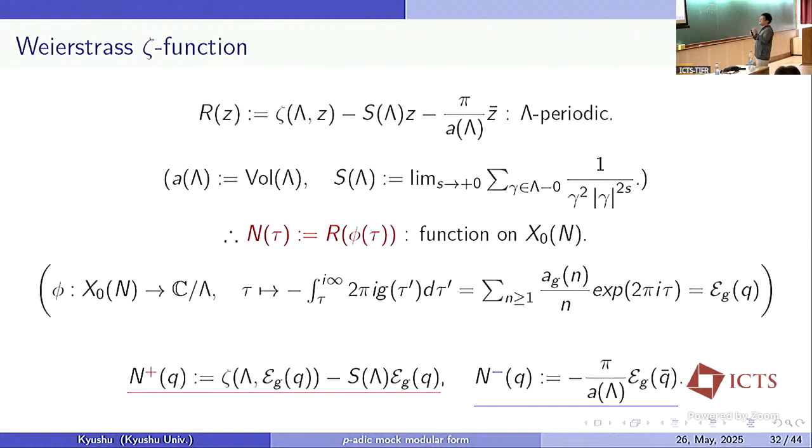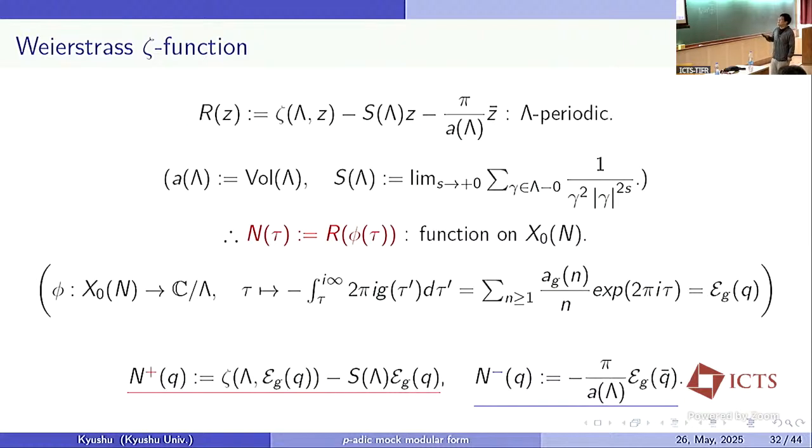It is well known that the Weierstrass zeta function is not lambda periodic. However, we can modify the Weierstrass zeta function to a lambda periodic function. Let Rz be the function defined by this equation, where A lambda is the volume of lambda, and S lambda is the weight two Eisenstein number. Then, this Rz is a lambda periodic function, where lambda is the period lattice of Z.